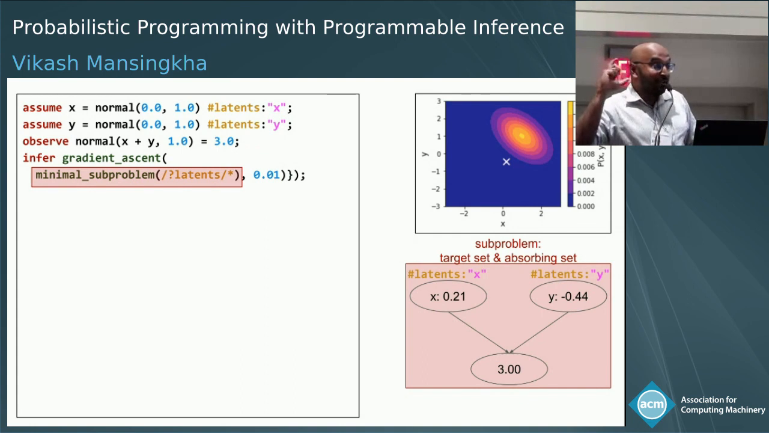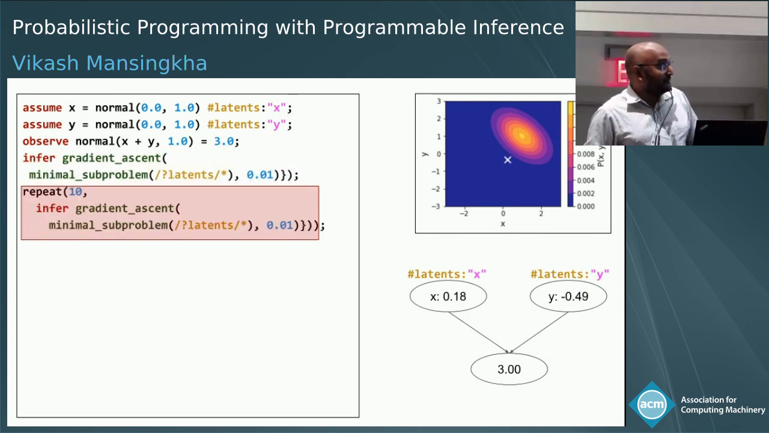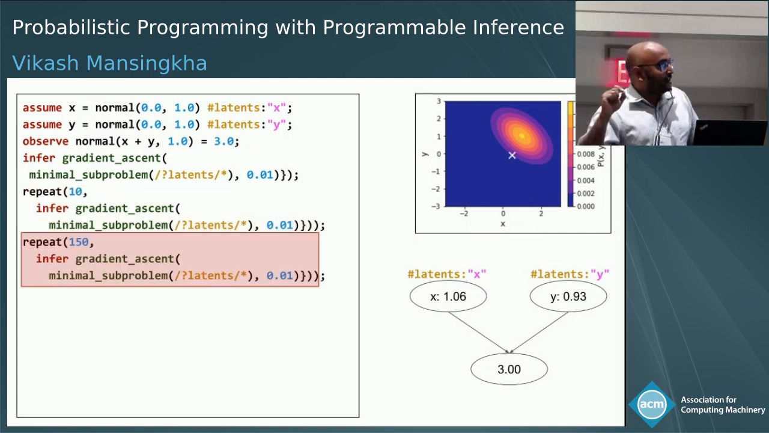Once we've got that subproblem, we can apply gradient descent to try to solve it. So I can take one gradient step, which updates x and y simultaneously. And it's hard to see, but the x shifted a little bit. And I can amplify that, so I can do that 10 times. And now I'm just showing the animation of having done that 10 times. You can see the little trace moving. Or I could do that 150 times. You can see the trace moves a lot more, a lot closer to the center of the distribution.